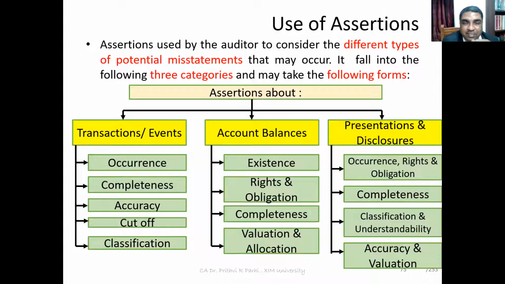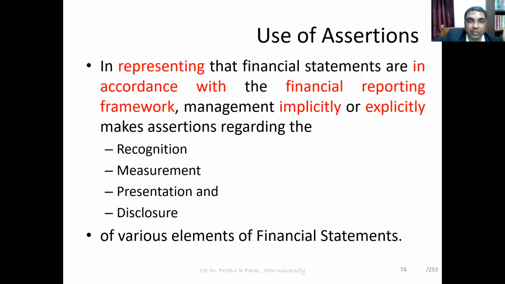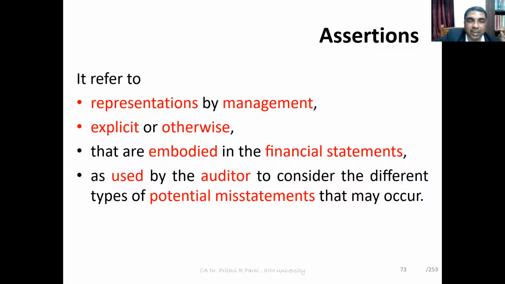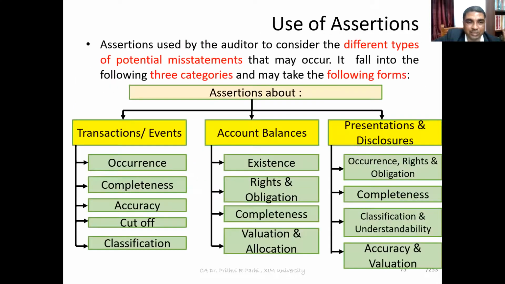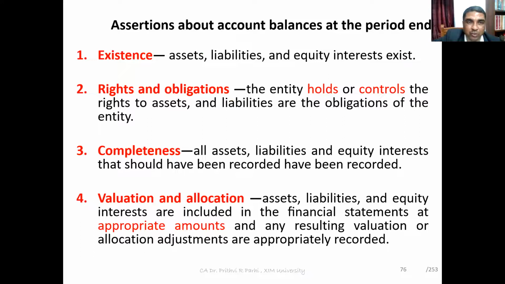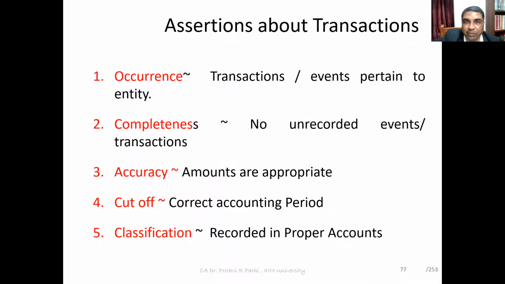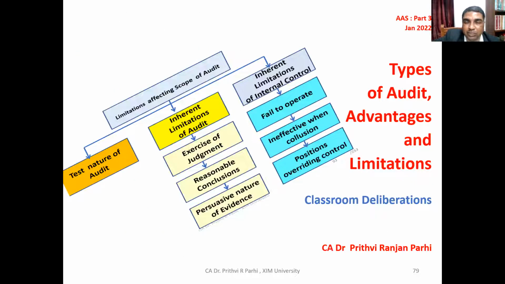Okay, so these are in fact, you can say, if you refer to definitions again, these are in fact explicitly or implicitly indicated by the management. Auditor tests those assertions, right? So this assertion can be relating to certain transactions, some accounting balances, or maybe relating to presentations and disclosures. These are the list of assertions. Each one of them we have discussed it thoroughly. Okay, assertions about accounting balances, assertions about transactions, assertions about presentations and disclosure.